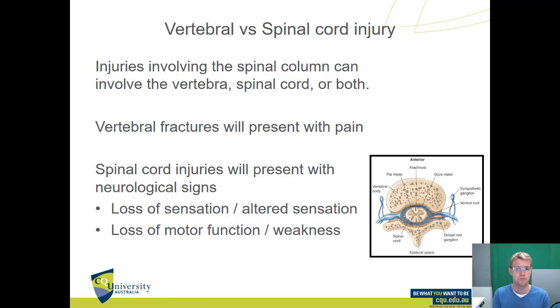So it's entirely possible for the vertebrae to fracture, so someone has terrible pain in their neck or thoracic back following, say, a car crash or some other traumatic injury, but full movement and sensation in their arms and legs, no neurological signs, means their cord is uninjured. So you need to differentiate those. You can obviously tell when someone has some spinal cord injury because there will be some sort of neurological signs. There'll be a loss of sensation or altered sensation, and potentially a loss of motor function or weakness.